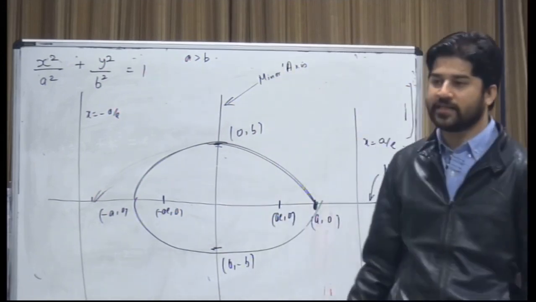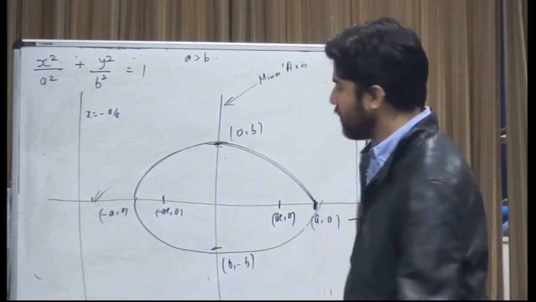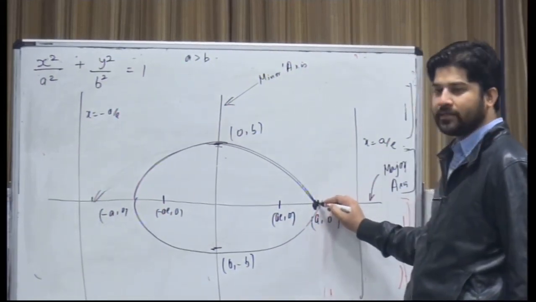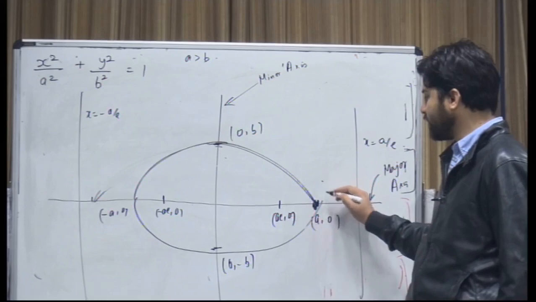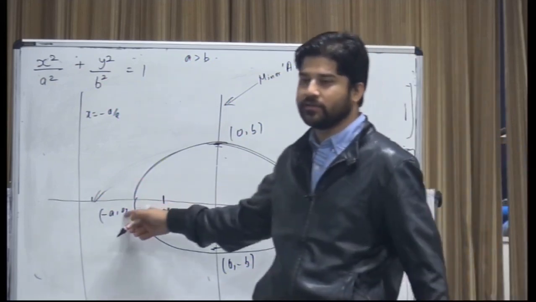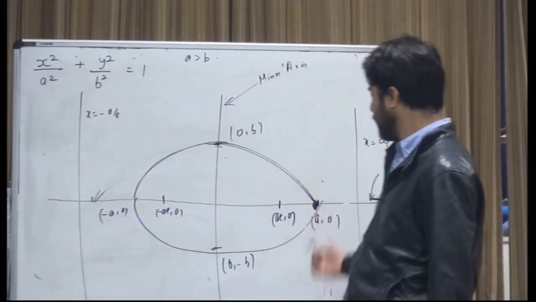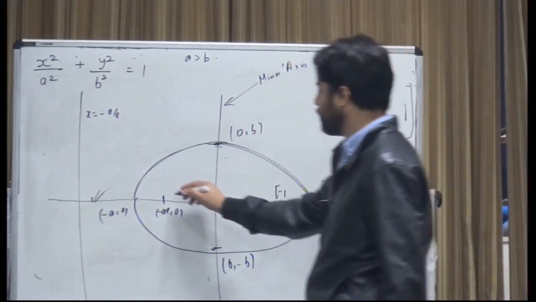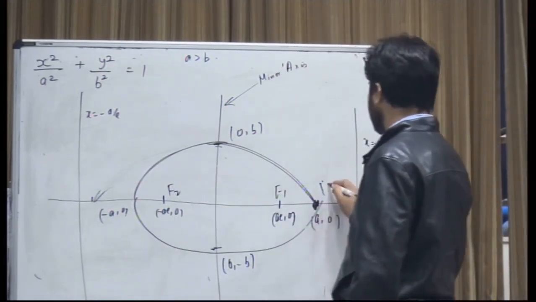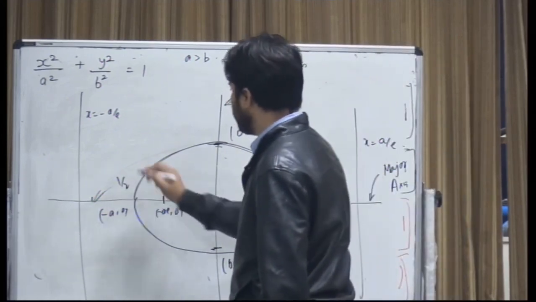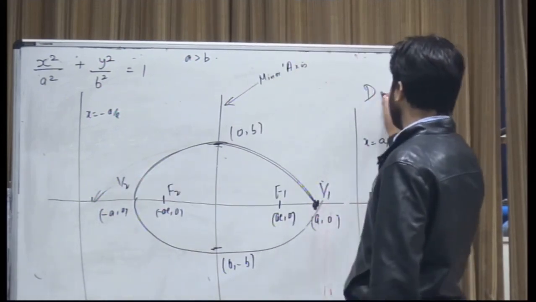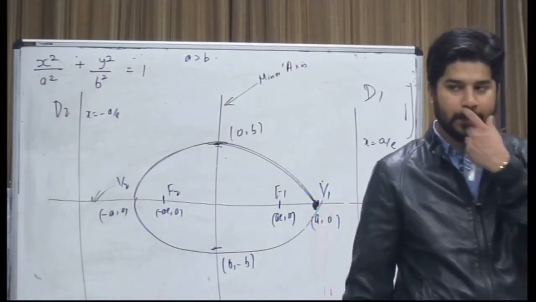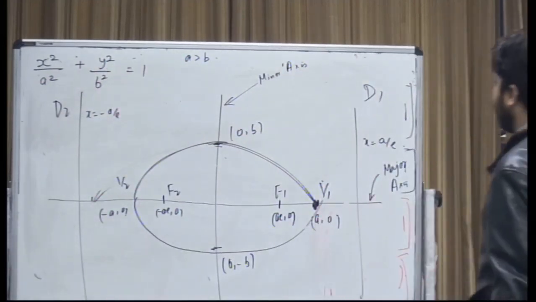The point of intersection of the axis and the curve is called a vertex. So this is called major vertices, (E, 0) and (-E, 0), and these are foci F1, F2, vertices V1, V2, and directrices D1, D2. Clear?